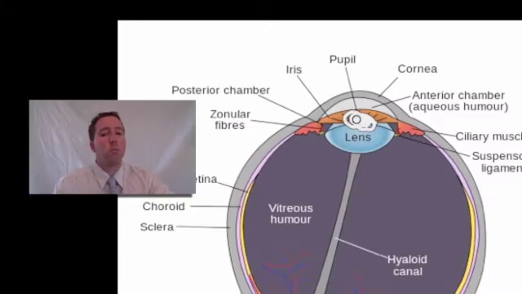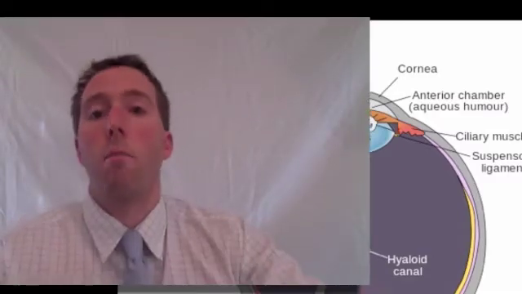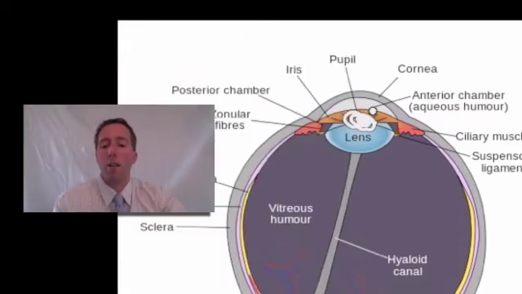Your pupils sometimes look red when a flash of light flashes into your eye and it bounces off the back of your eye, which looks all red and bloody, and then bounces back into a camera. But normally, pupils can look black. It's surrounded by an iris. The iris of my eye is blue.